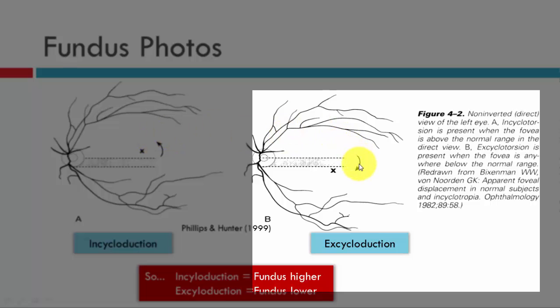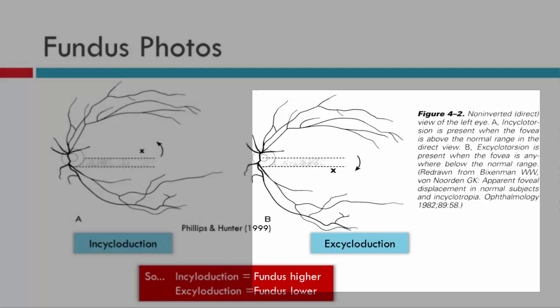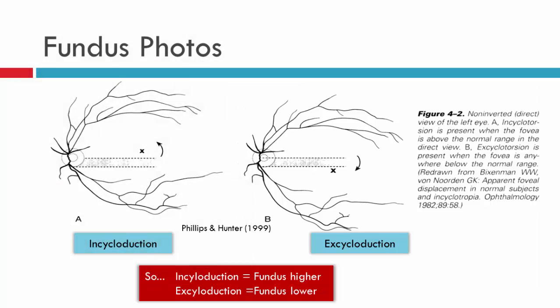If, however, it is below the normal position, so here, as an example, the patient has excycloduction or excyclotropia. This will also apply to the right fundus. Again, if the fovea is above the normal position, we will have incyclotropia. If it's below, excyclotropia.